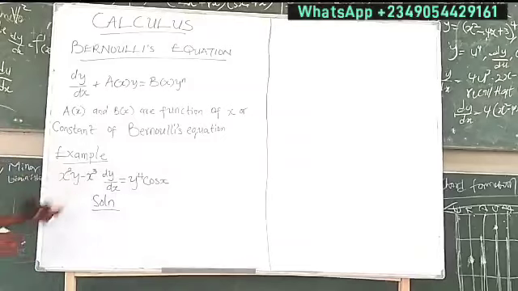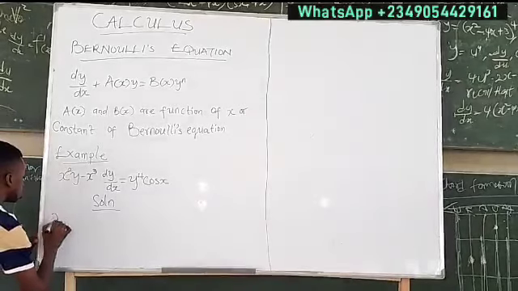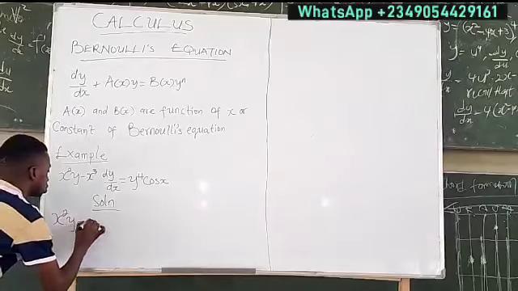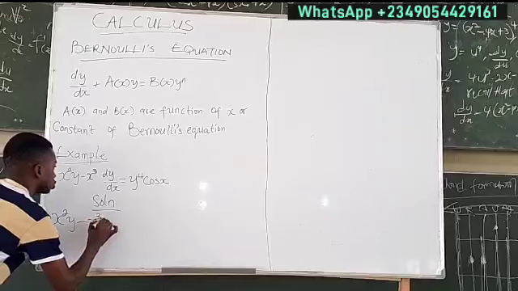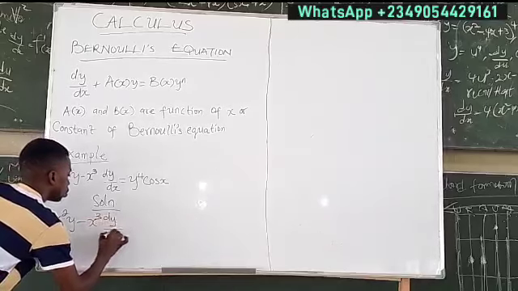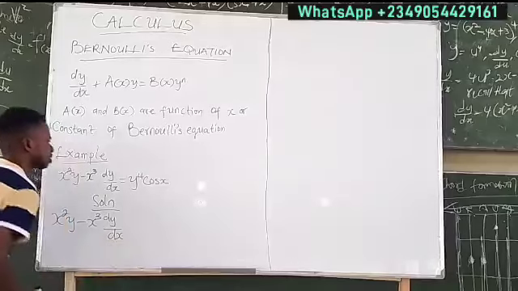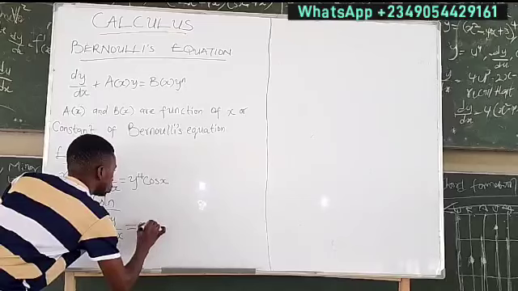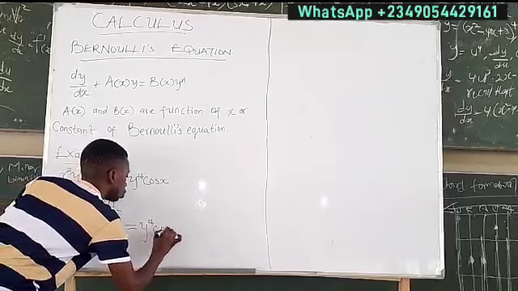First of all, write out the equation: x squared y minus x raised to the power 3 dy/dx, which is equal to y raised to the power 4 plus x.